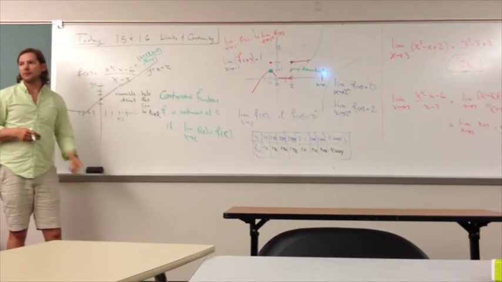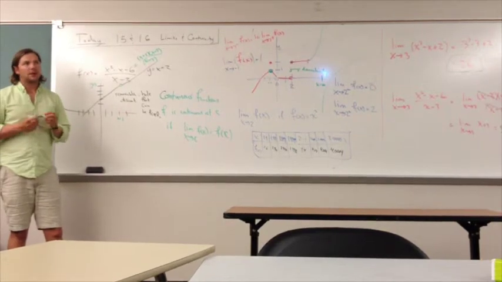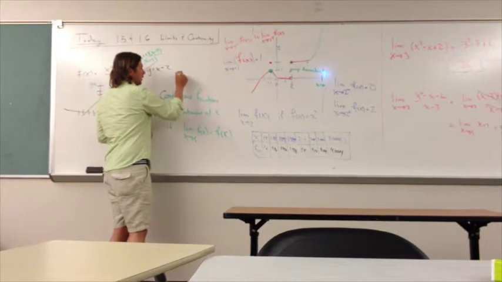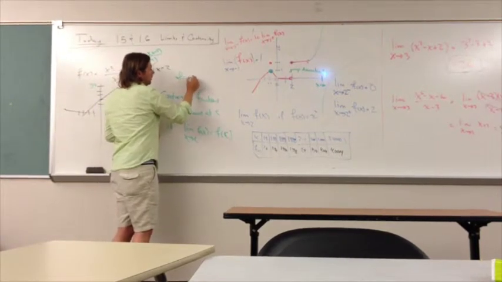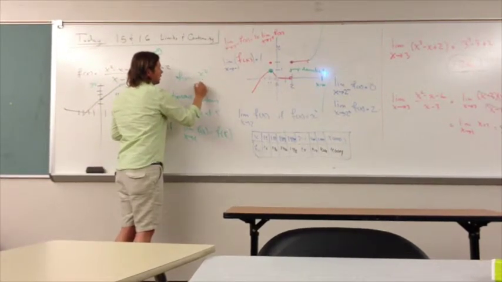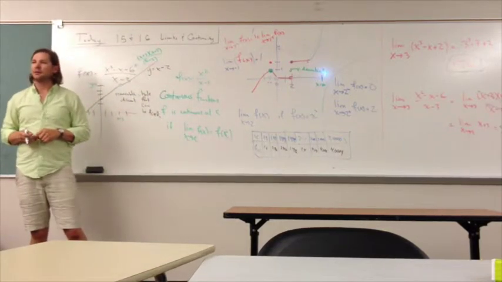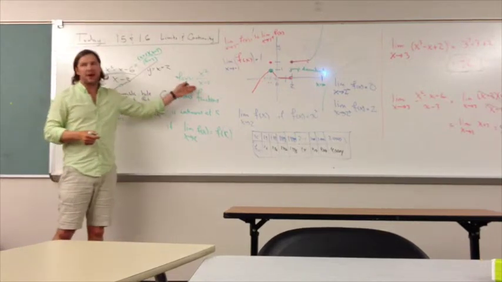Are there times when you can't? Yeah, like if I had something like f of x equals x squared over x minus 3. I can't factor an x minus 3 out of the top, so I can't get rid of that. The only thing you really do there is graph it.